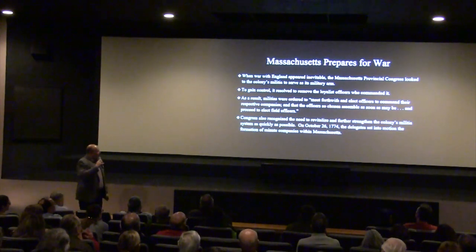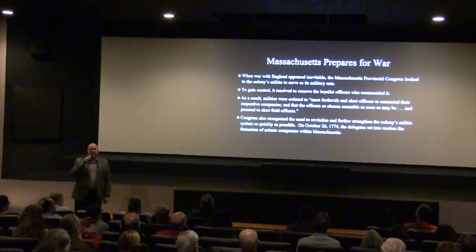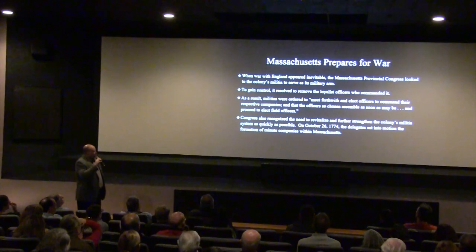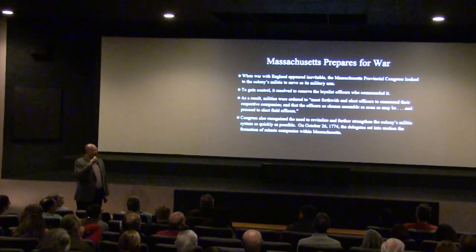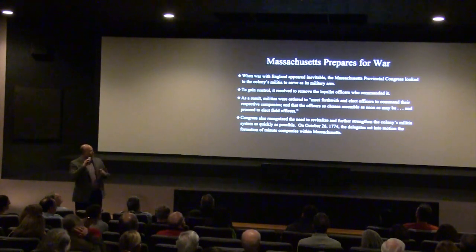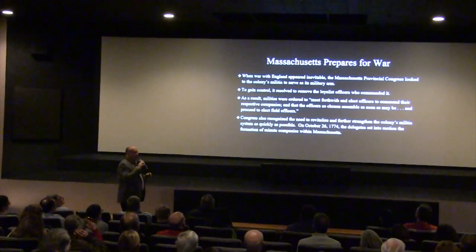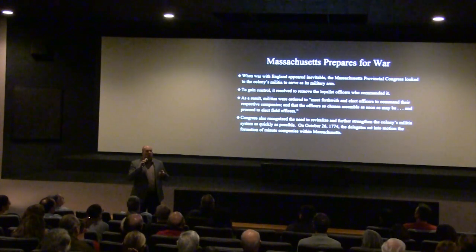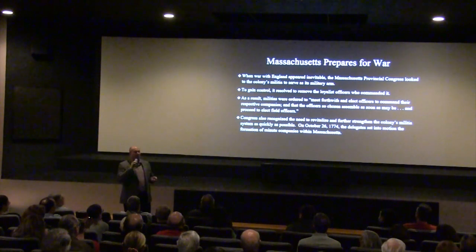Congress also realized that they needed to revitalize and strengthen the colony's military system. In 1774, the Massachusetts militia system was not in the best state. It was ragged, but you're gonna see, not as ragged as you would think, but it was in tough shape. One of the very first things Massachusetts Provincial Congress did, on October 26th of 1774, was pass a resolution ordering the creation of Minuteman companies.